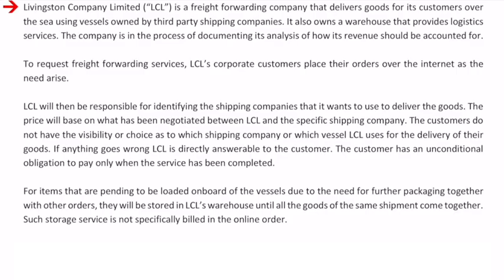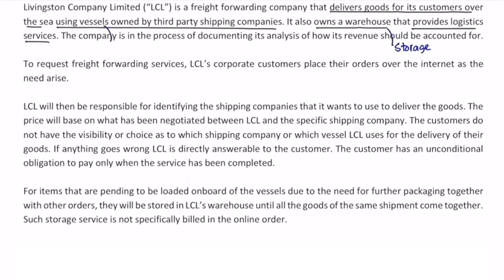LCL is providing freight services that deliver goods for its customer over the sea using vessels owned by a third-party shipping company. It also owns a warehouse that provides logistics services. The warehouse basically is for storage. The vessel is for transportation services.